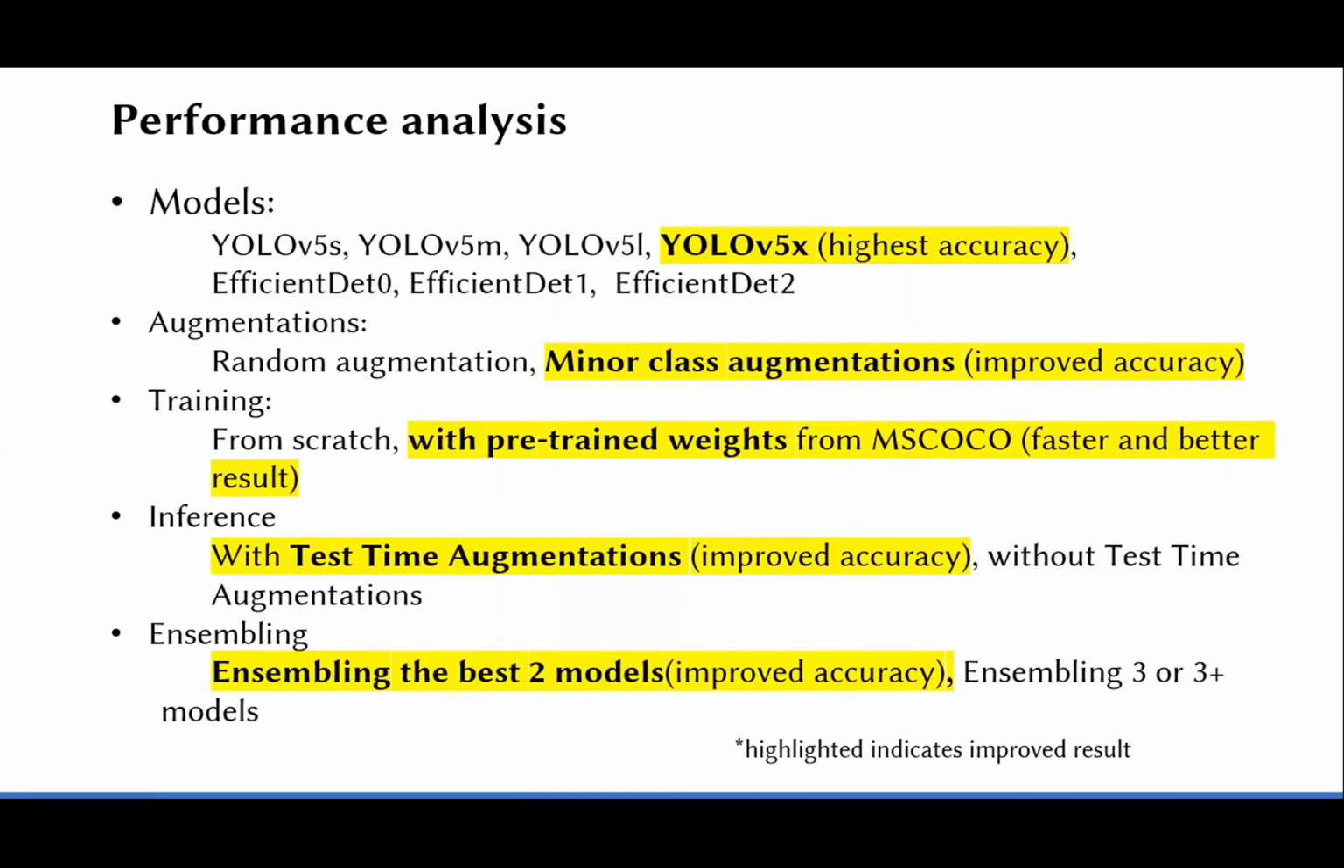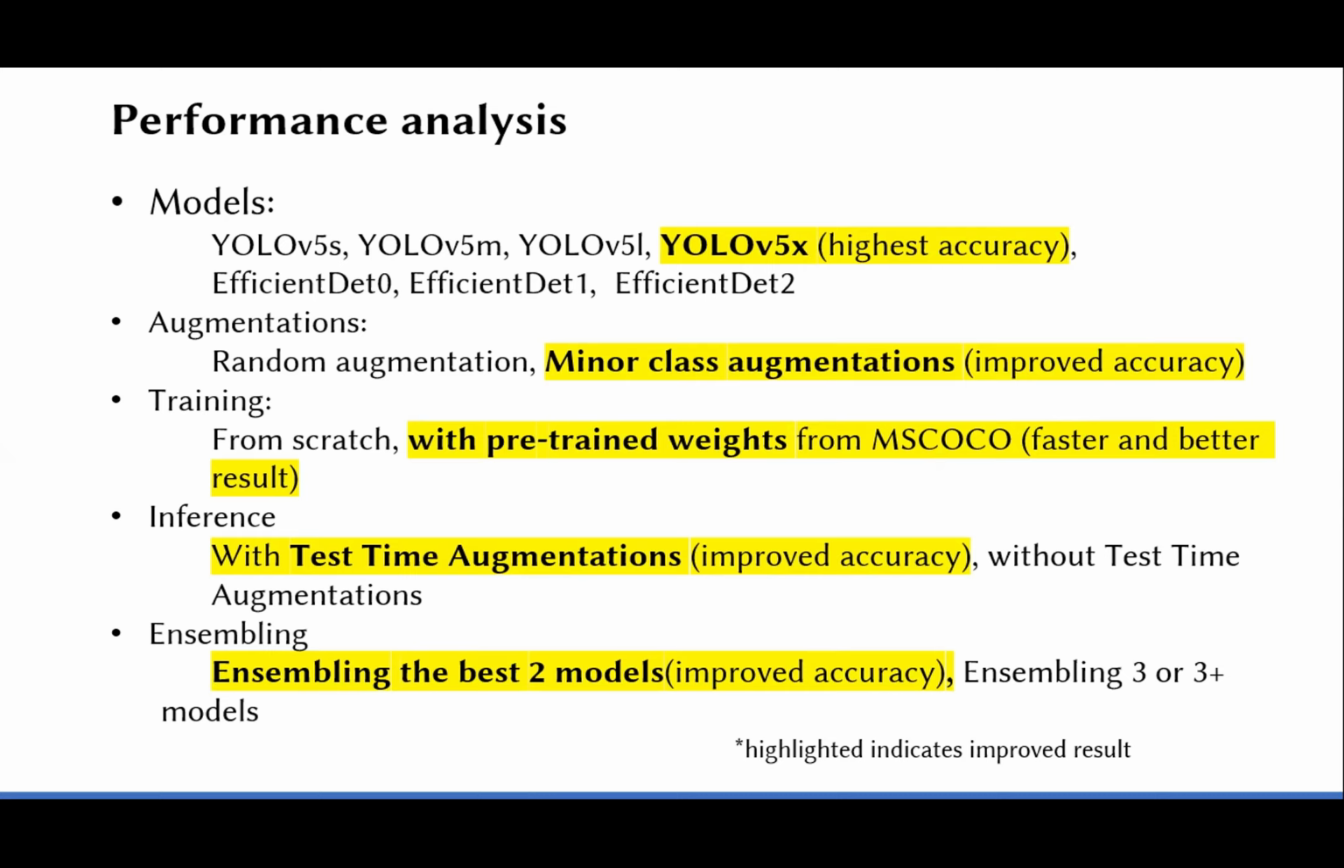Performance analysis. The models we tried were YOLO V5 small, YOLO V5 medium, YOLO V5 large, YOLO V5 X, and EfficientDet D0, D1, and D2. We wanted to explore more models, but due to the lack of time, we could not explore them. And the higher EfficientDet models require very large resources, like a huge amount of GPU memory, so we could not explore those. But the YOLO V5X model achieved the highest accuracy.